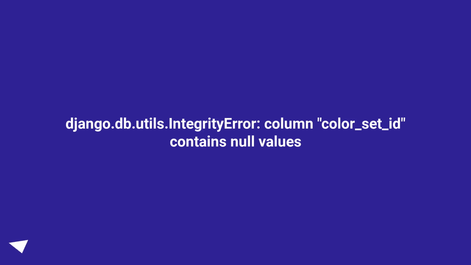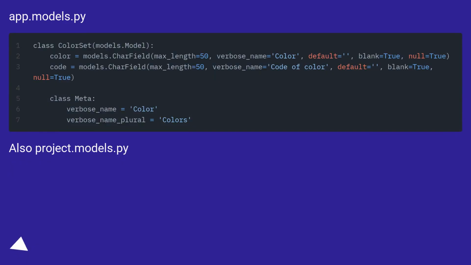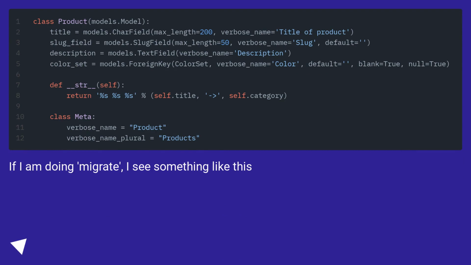django.db.utils.IntegrityError: column color_set contains null values. app/models.py. Also project/models.py. If I am doing migrate, I see something like this.